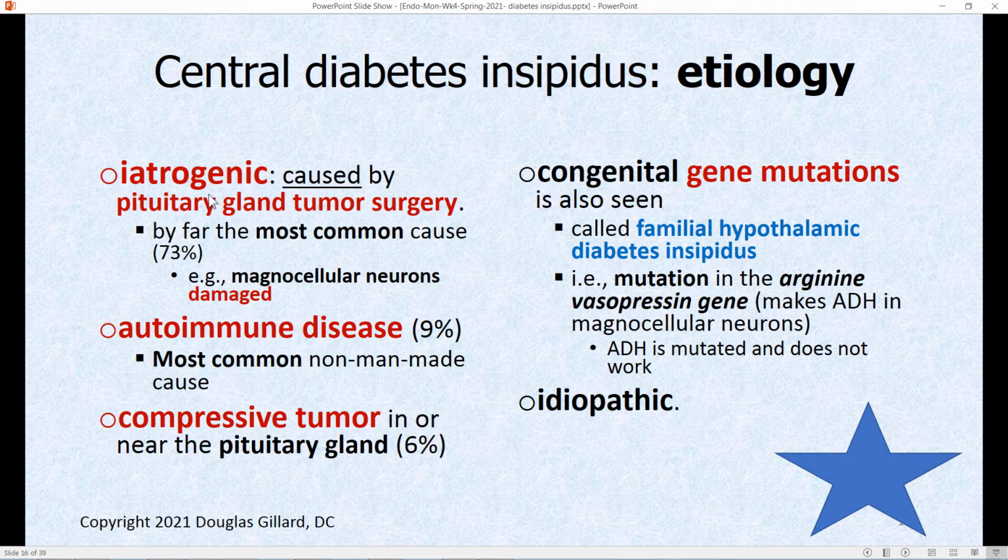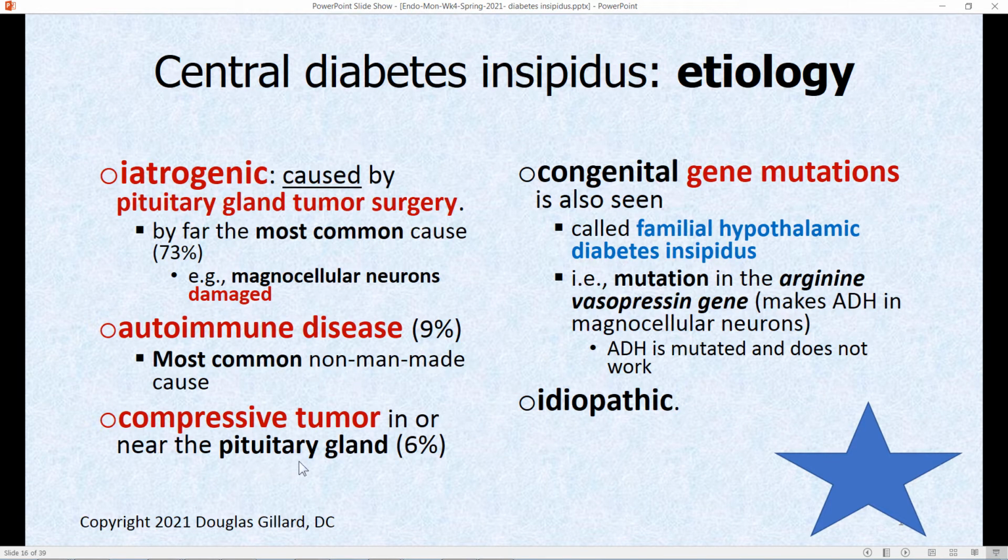And when they go in to remove that tumor, they might crush the posterior pituitary, or maybe the pituitary gland itself has crushed the axons of magnocellular neurons. But we're on iatrogenic, so they go and do pituitary gland surgery, and the blood and swelling maybe after the surgery crushes the magnocellular neuron axons, and you don't get any ADH coming out. You can have autoimmune disease, which attacks the pituitary gland or magnocellular neurons. Maybe it attacks the hypothalamus, the supraoptic nuclei. So autoimmune inflammation can do it.